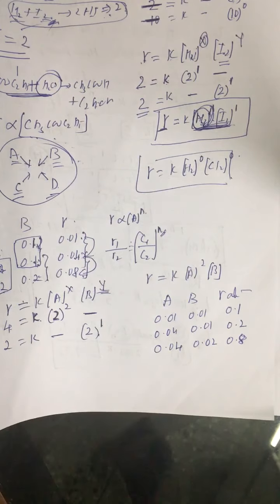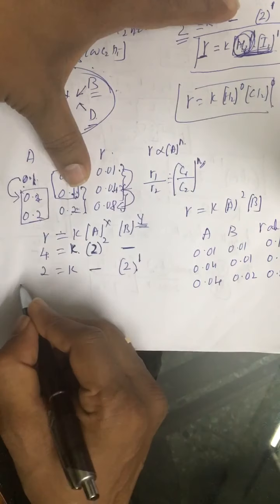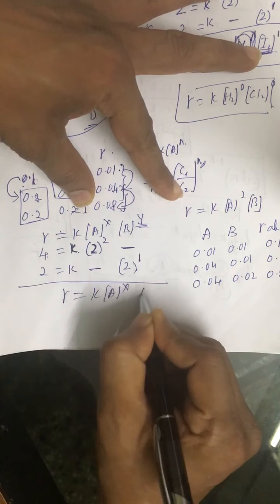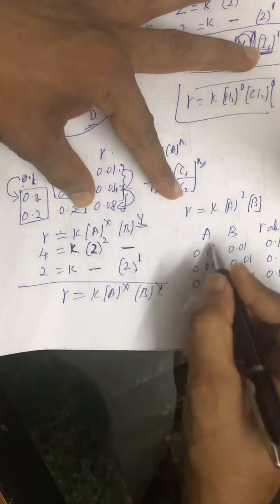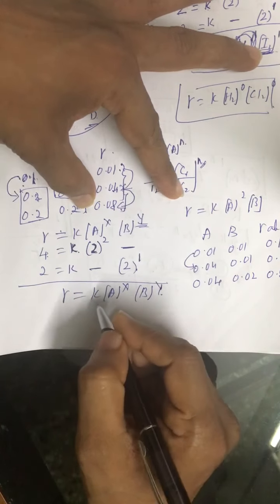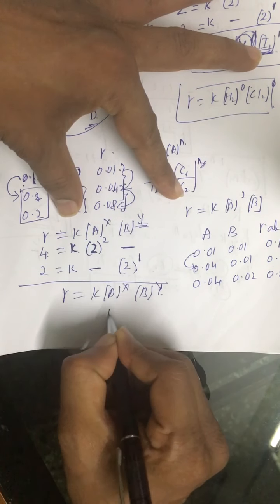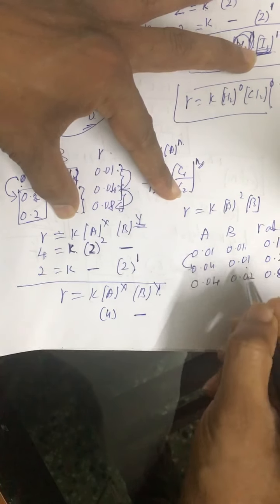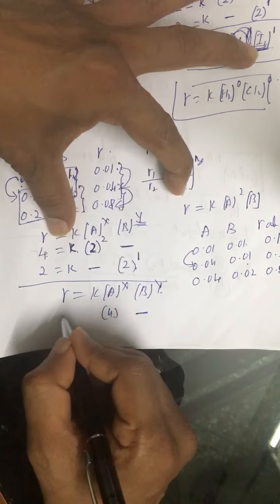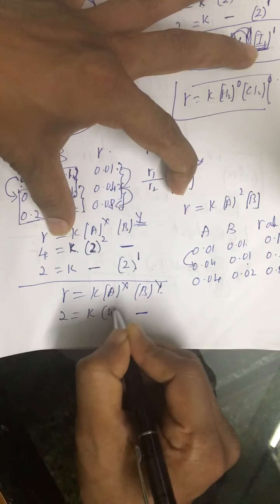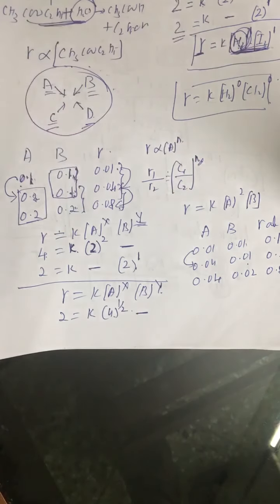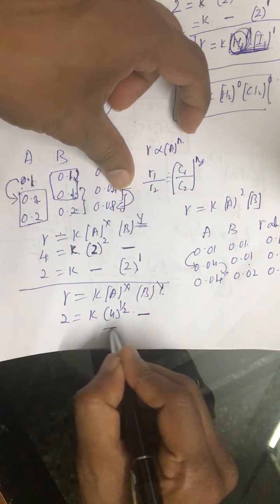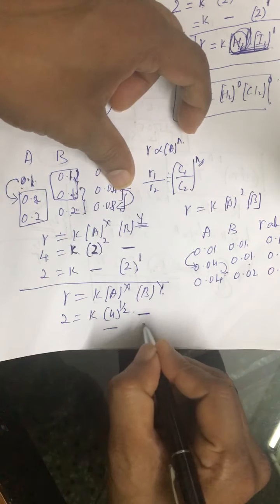Alright, so simply what you have to do, you simply write R is equal to K A to the power X and B to the power Y. First observation, concentration of A is increased by 4 times and the concentration of B is kept constant, and what is happening to rate? It is doubled. So what should be the value of X? It is half.